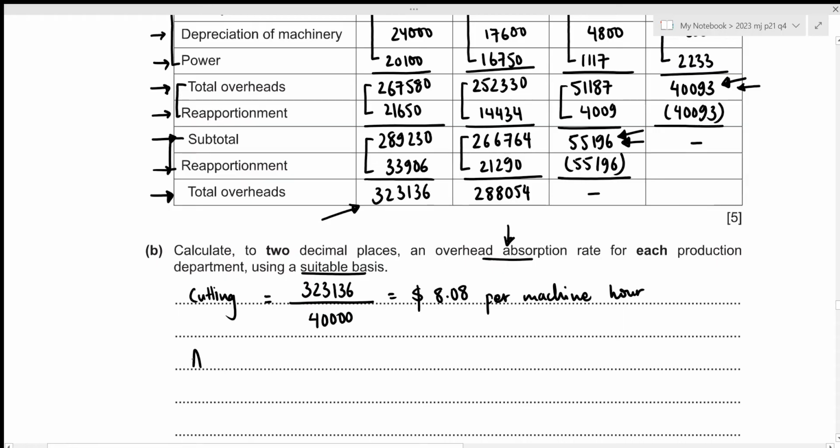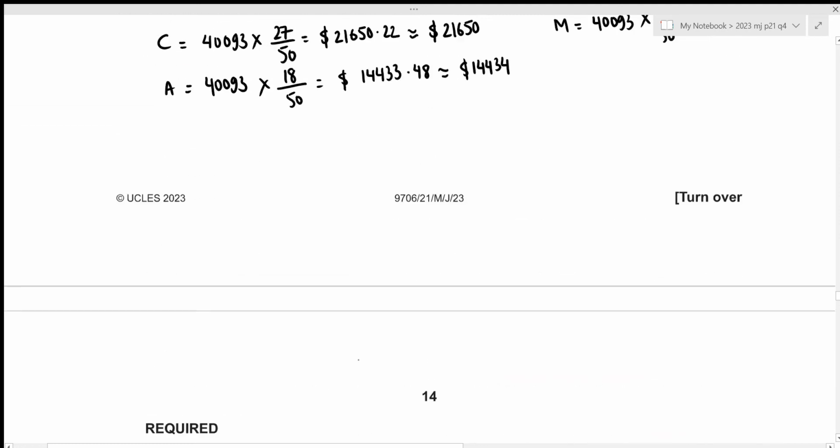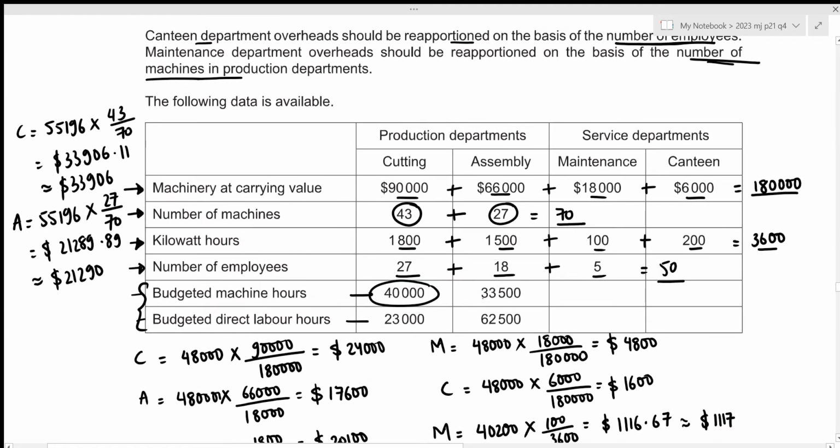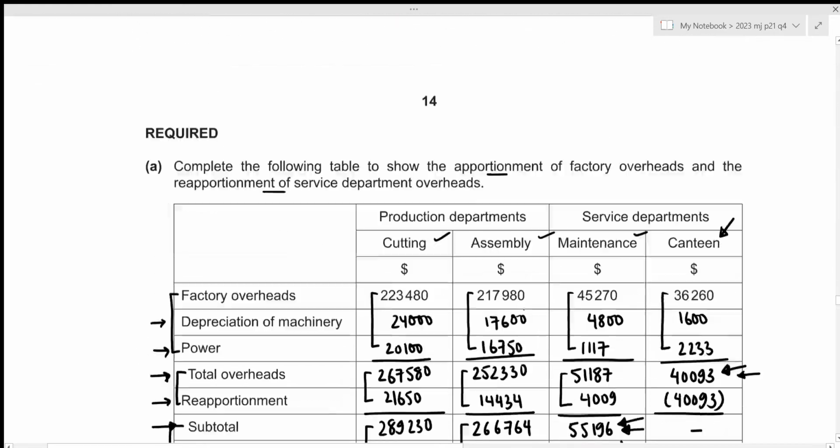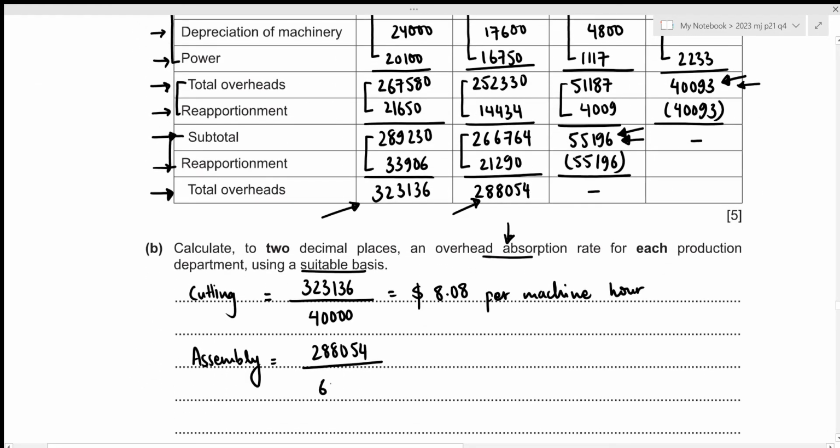Now we repeat the same process for our assembly department. We have our total overhead to be 288,054. Now we need to compare the machine hour and direct labor hour. That's 33,500 and 62,500. Clearly, direct labor hours is greater than machine hours for our assembly department, so that will be our basis. That was 62,500, which results in an overhead absorption rate of 4.61, and the basis is per direct labor hour. This concludes the second part.